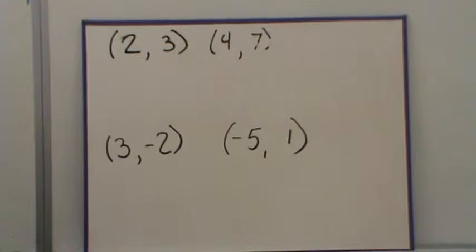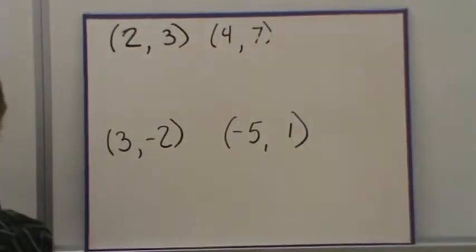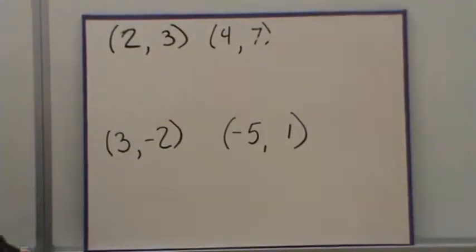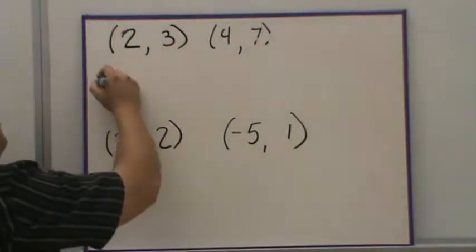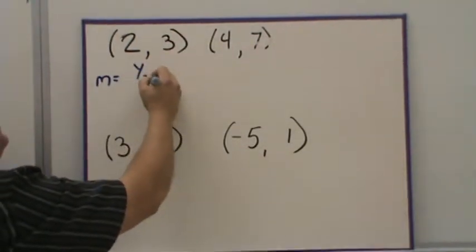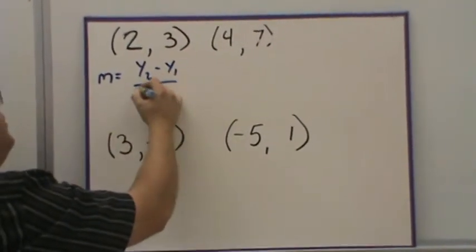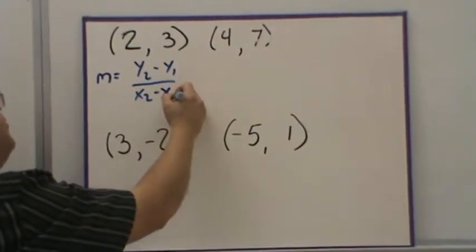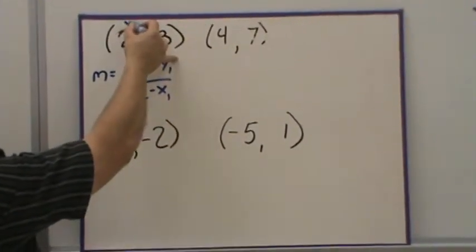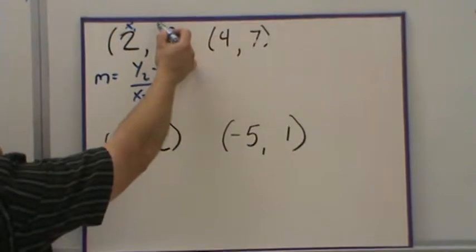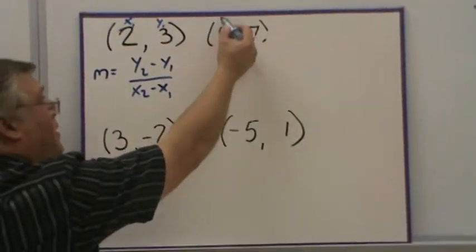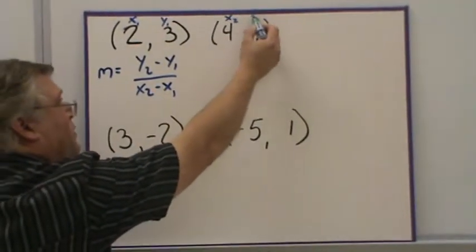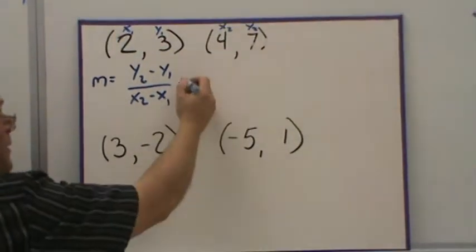Alright, here we have 2 coordinates. And we are asked to find the slope of the line between those two. Using the formula, which says y2 minus y1 over x2 minus x1, this would be the first point, so that would be x1. This would be y1.